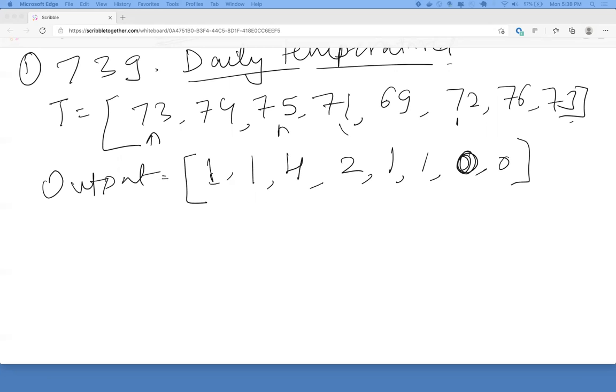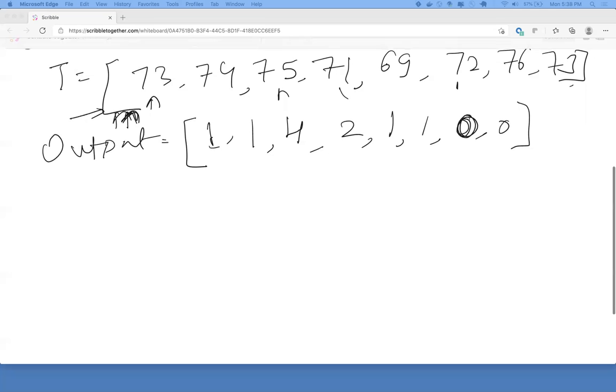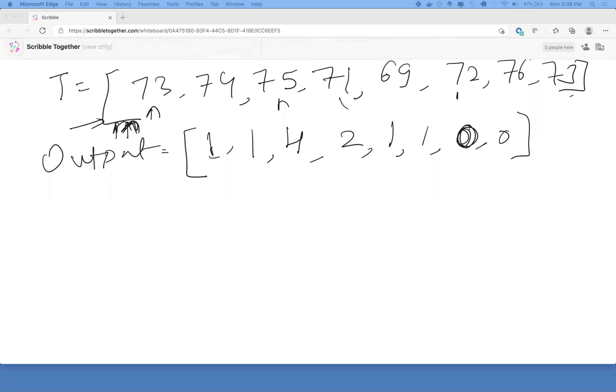Okay. So given a list of temperatures, these are the temperatures of each day, and for each day given, you have to return how many days you have to wait until a warmer temperature, for example, a temperature which is higher than 73. So this will be 2, and if there's no warmer temperature, like for 76, you add 0 into that place, and for 73 there's no answer, so you return 0.